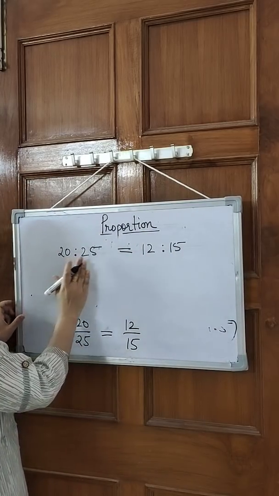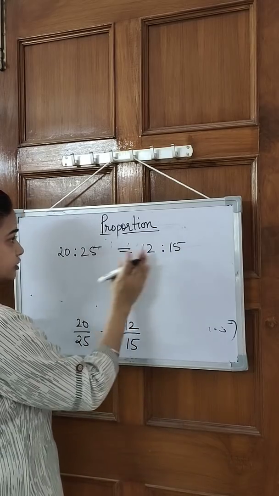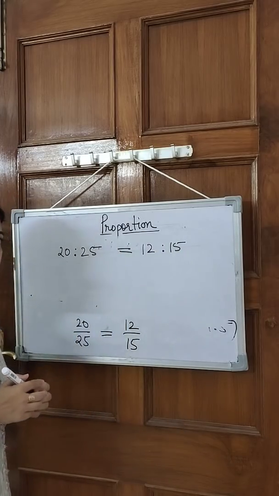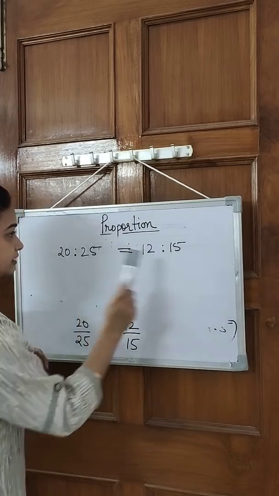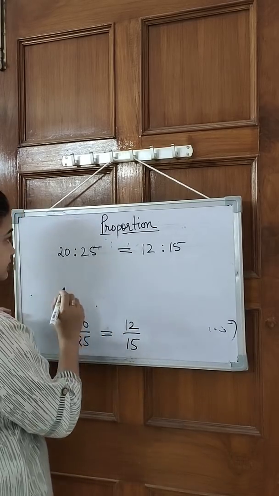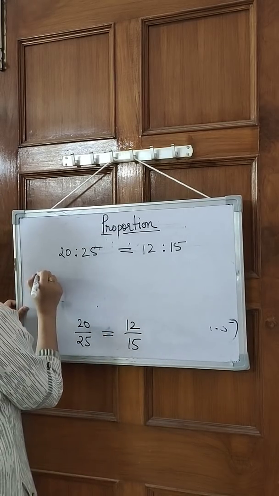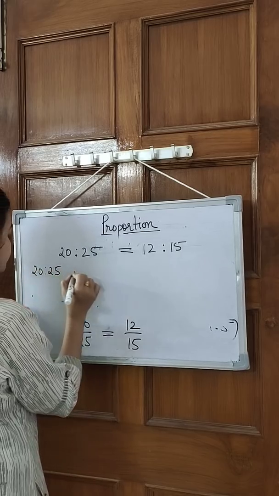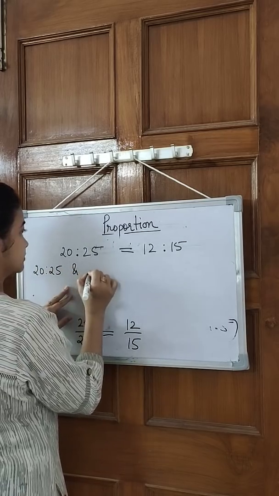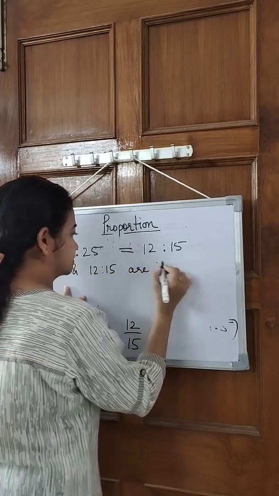So 20 is to 25 is equal to 12 is to 15. These two ratios are equal. Why equal? Because when I simplified them, answer was coming same. And if anything comes like this, then we can say that these two ratios are in proportion. So this is in proportion. These two ratios, 20 is to 25 and 12 is to 15, are in proportion.